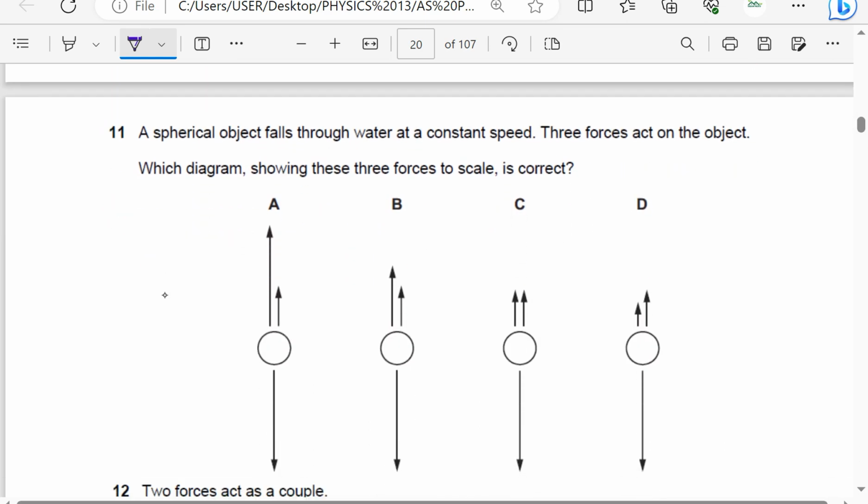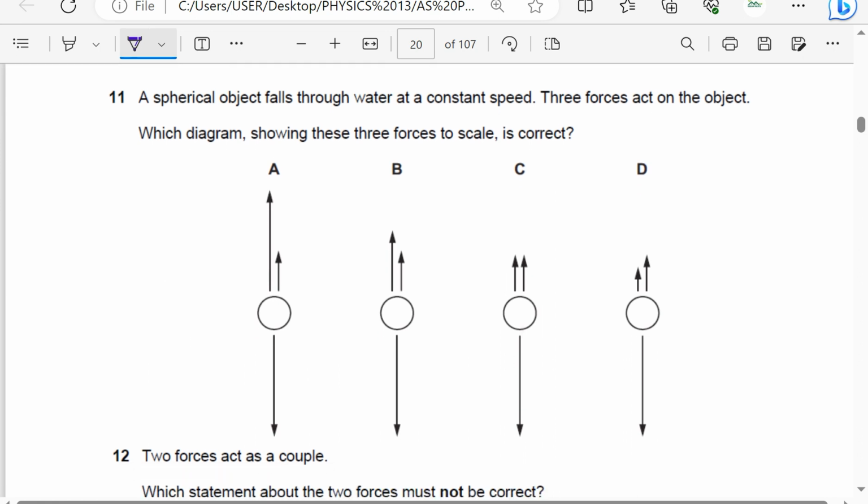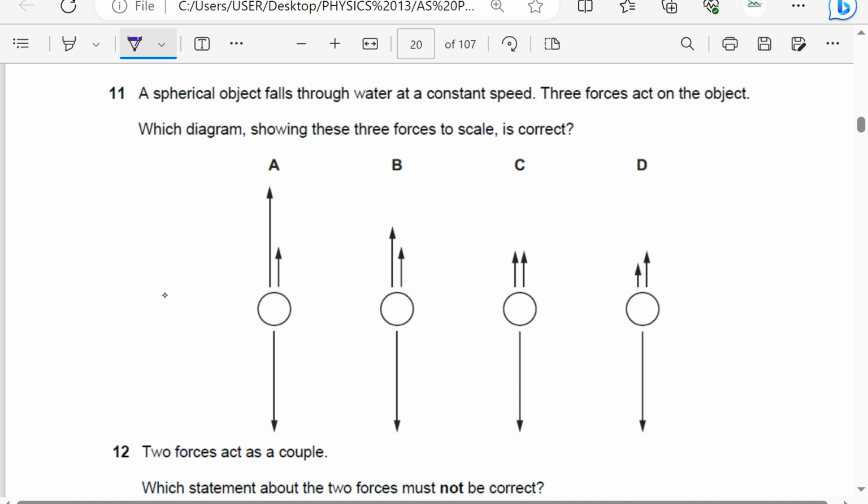Spherical objects fall through water at a constant speed. Three forces act on the object. Which diagram showing these three forces to scale is correct? Okay, so a spherical object falls through water at a constant speed. Okay, so the resultant force should be 0.